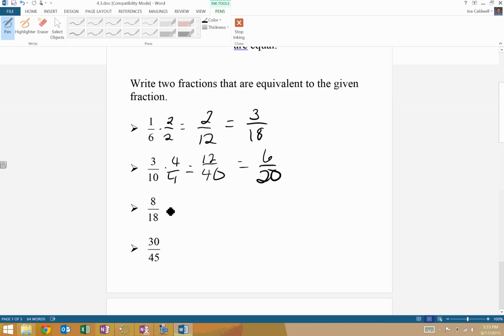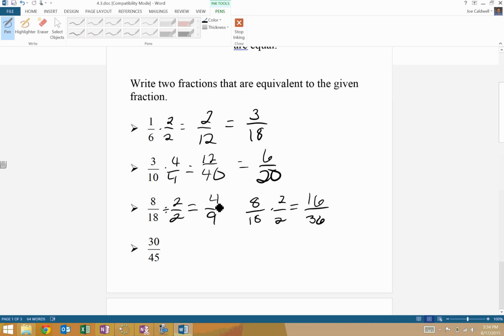Now this one we could reduce. What if we divided both? As long as we do the same thing to the top as to the bottom, what if we divided the top by 2 and the bottom by 2 each? 8 divided by 2 is 4. 18 divided by 2 is 9, as long as you do the same thing. We could have multiplied both by 2, and you would have gotten 36 and 16. Both would reduce all the way down to 4/9 in lowest terms.